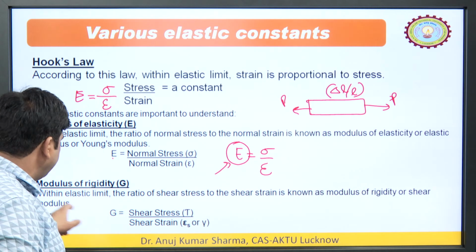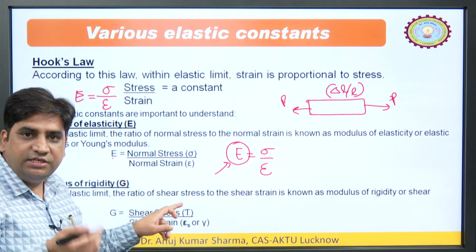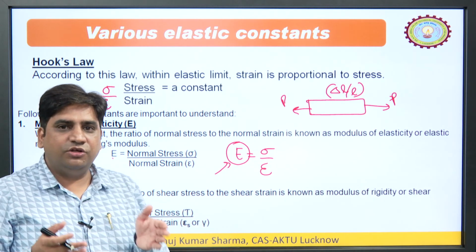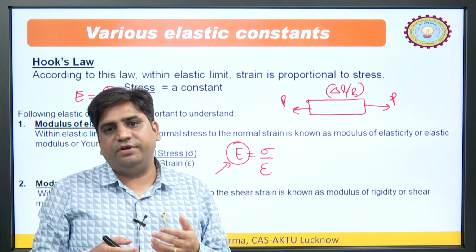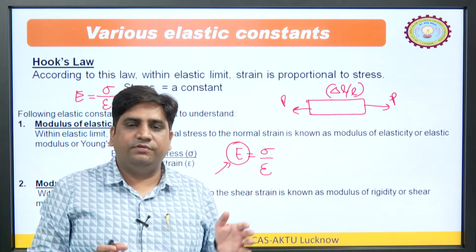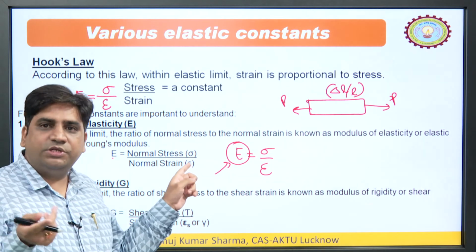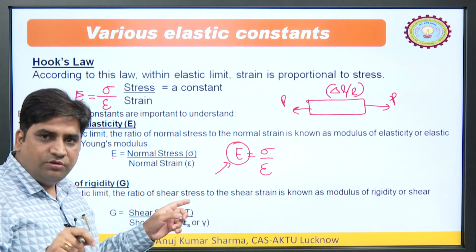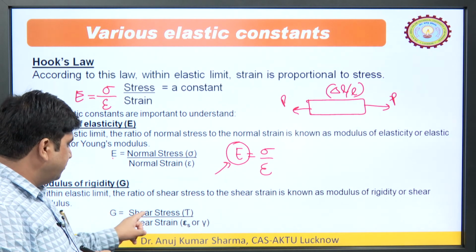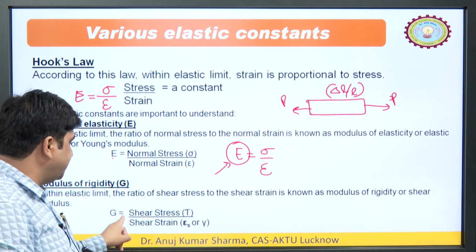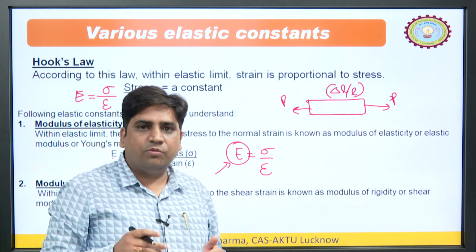Modulus of rigidity is also an elastic constant, and it represents the rigidity of the object, how rigid the object is. Rigidity means whenever we apply some force, it is very difficult to deform it, and this kind of object is known as a rigid object. So, if G is high, then the object would be more rigid. If G is low, the object would be less rigid. It is generally represented by G. The ratio of shear stress to shear strain is known as the shear modulus or modulus of rigidity.